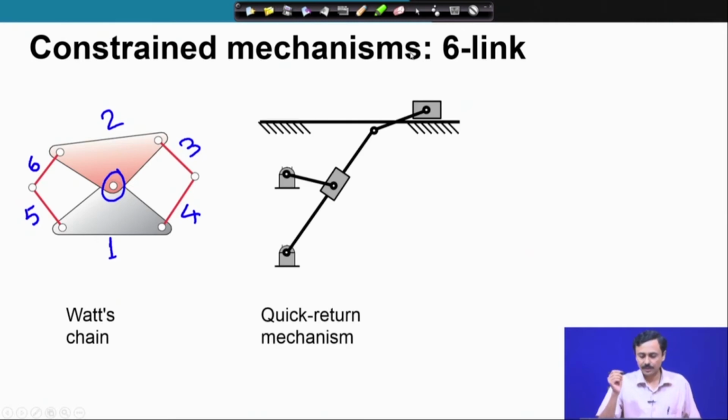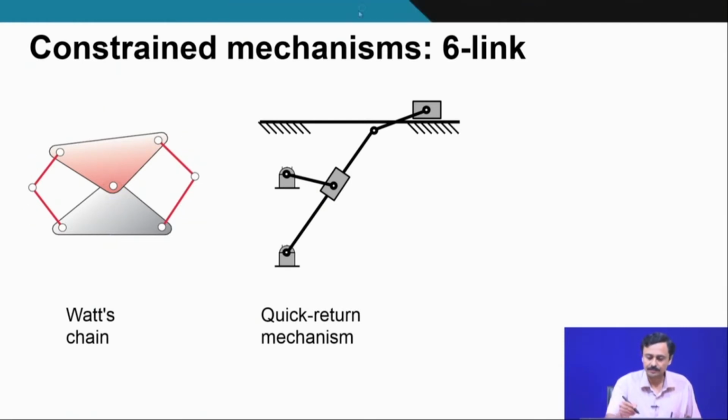Let us look at some examples. This is known as the Whitworth quick return mechanism, which is used in shaping machines, shapers. So, this is a Watts chain. We must identify first what the 2 ternary links are.